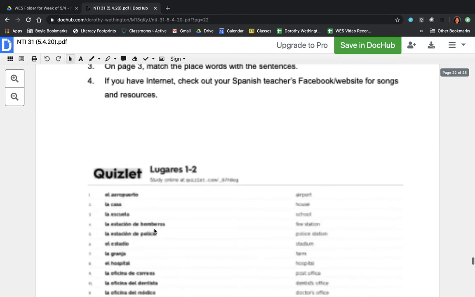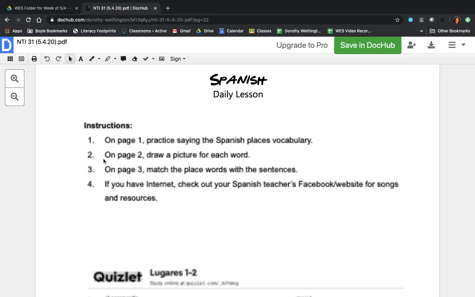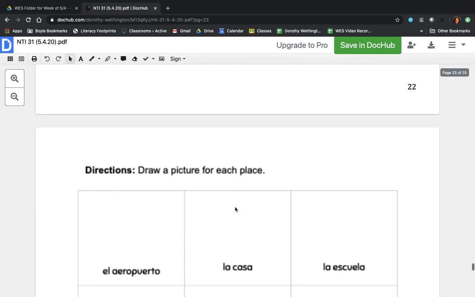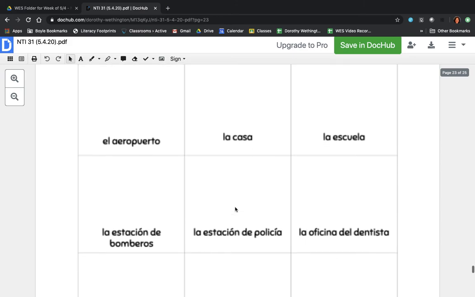Spanish. Instructions on page 1, practice saying the Spanish places vocabulary. 2. On page 2, draw a picture for each word. On 3, match the place words with the sentences. And number 4, if you have internet, check out your Spanish teacher's Facebook website for songs and resources. If you have a Quizlet, draw a picture for each place.